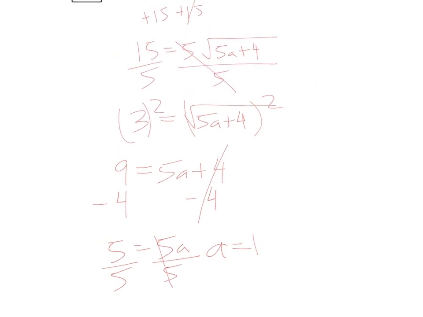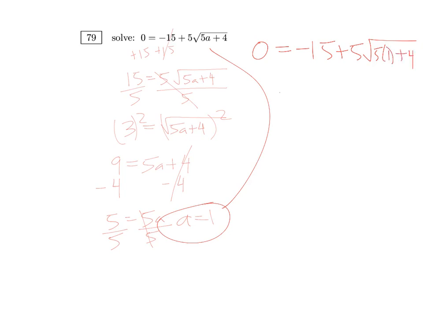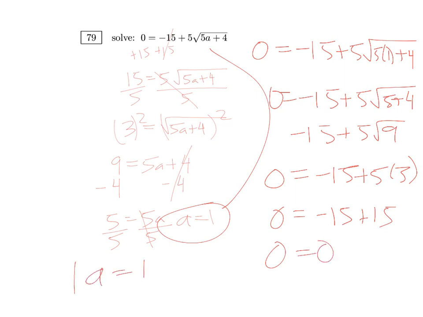Now, a reminder, whenever you introduce a square into an equation, you may introduce an extraneous solution. Let's make sure to check to see if this value works. I'm going to have 0 is equal to negative 15 plus 5 times the square root of 5 times 1 plus 4. So I have 0 is equal to negative 15 plus 5 times the square root of 5 plus 4. Then I get negative 15 plus 5 square root of 9. I get negative 15 plus 5 times 3. 0 equals negative 15 plus 15. 0 equals 0. That's true. So a equals 1 is the solution. Done.